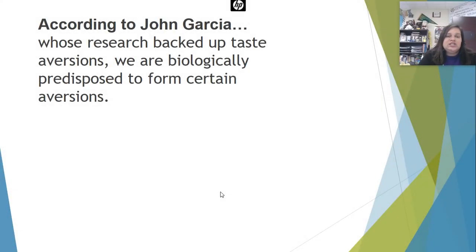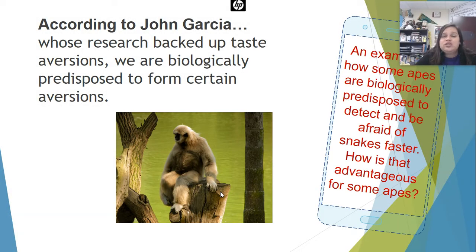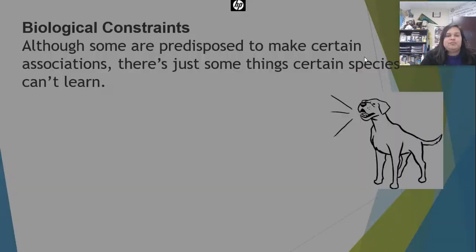John Garcia studied this more in depth, and he said that we're actually biologically predisposed to form some of these aversions to things that are unsafe for us. He studied it in apes, that apes have a natural dislike for snakes because they're dangerous for them. So it's advantageous for them to have this dislike, that we naturally have a dislike for things that are really bitter because historically things that are bitter tend to be more poisonous or unsafe. So he said that there's really a biological reason for taste aversion.